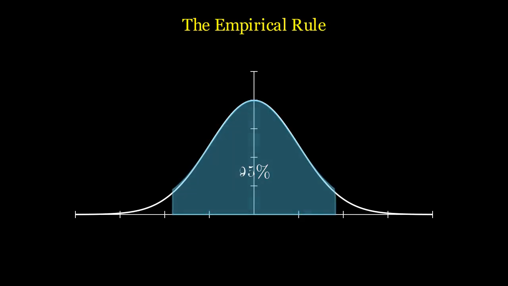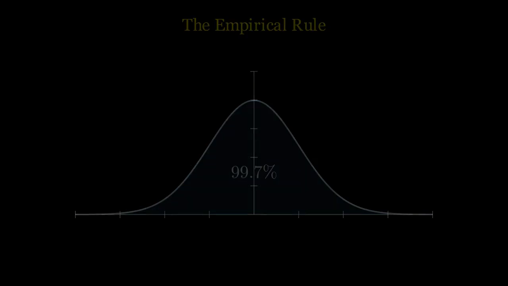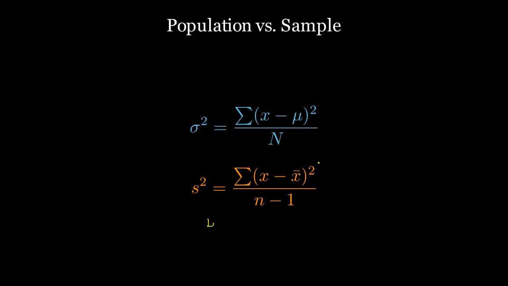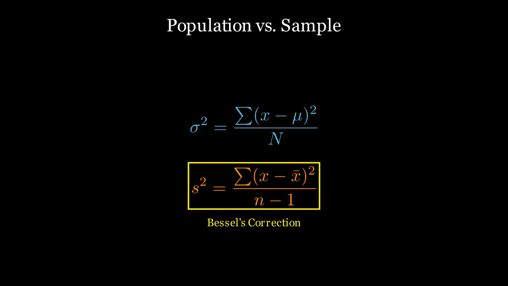In a normal distribution, also known as the bell curve, the standard deviation is incredibly powerful. The empirical rule, or the 68-95-99.7 rule, tells us that 68% of data falls within one standard deviation of the mean, 95% within 2, and 99.7% within 3. This allows statisticians to predict the probability of future events with remarkable precision.